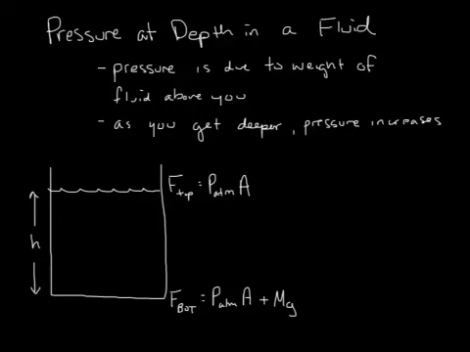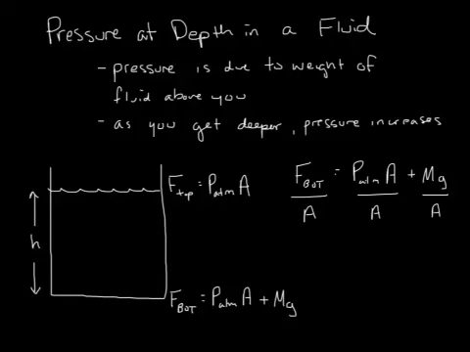Now, remember that pressure equals force over area. So if we wanted to find the pressure at the bottom, we would take the force at the bottom and divide it by the area. So the force at the bottom equals the atmospheric pressure times the cross-sectional area of the container plus mg, and I'm going to divide each of those terms by area. So we see that these two areas cancel out.